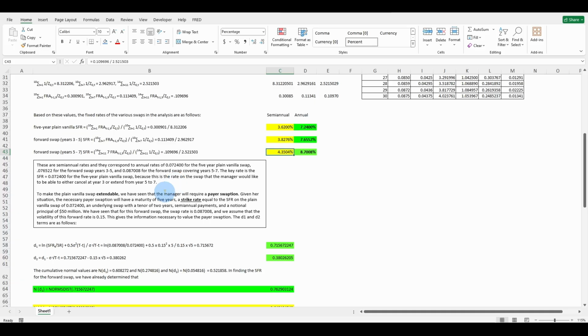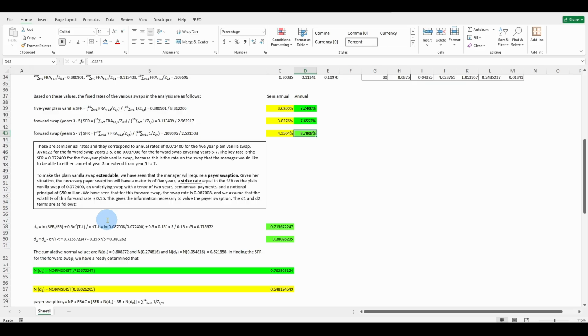To make the plain vanilla swap extendable, we have seen that the manager will require a payer swaption. Given her situation, the necessary payer swaption will have a maturity of 5 years, a strike rate equal to the SFR on the plain vanilla swap of 7.24%, an underlying swap with a tenor of 2 years, semi-annual payments, and a notional principal of $50 million. We have seen that for this forward swap, the swap rate is 8.708%, and we assume that the volatility of the forward rate is 0.15. This gives the information necessary to value the payer swaption.